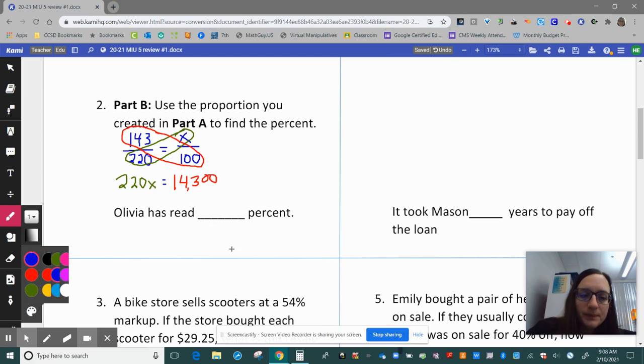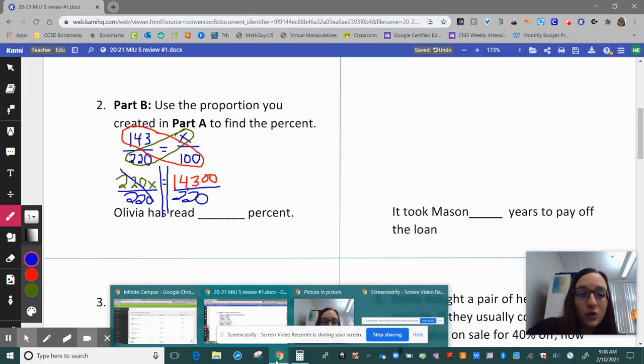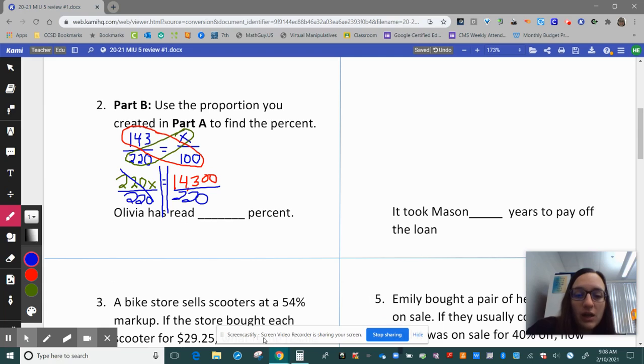All right, from here, to get our variable alone, we can draw our train tracks again, and we can divide both sides. Since that 220 is being multiplied by x, we're going to divide both sides by the number with our variable, 220. That way, when we divide these two, we get 1, right? 220 divided by 220 is 1. Then when we divide these two, we will have our answer, so we can find what x is equal to.